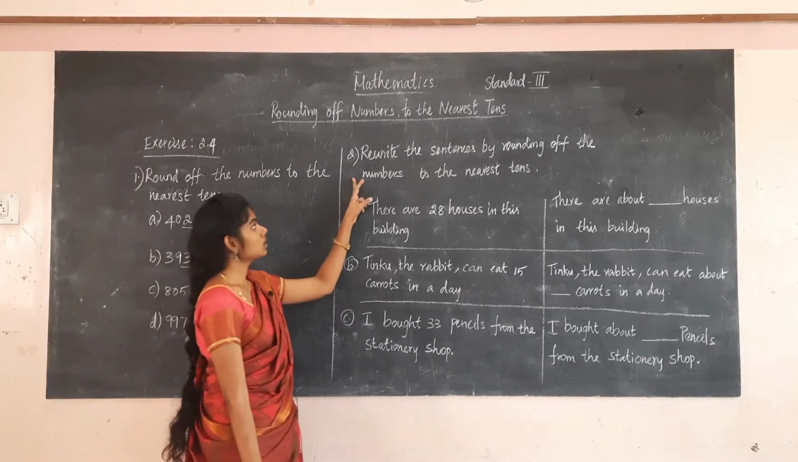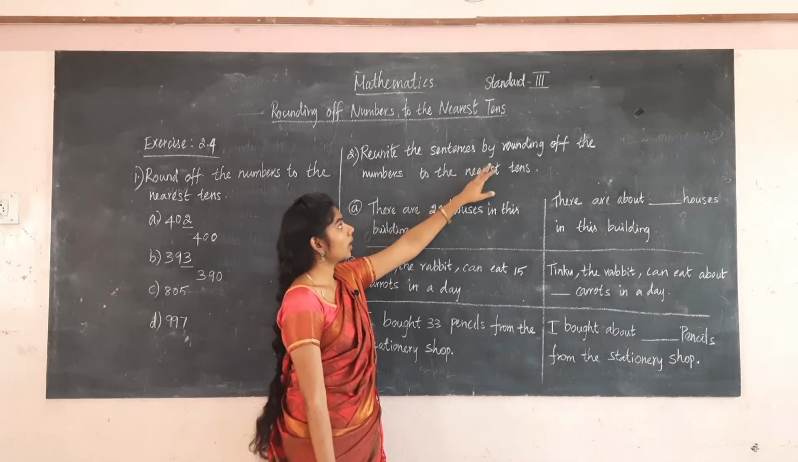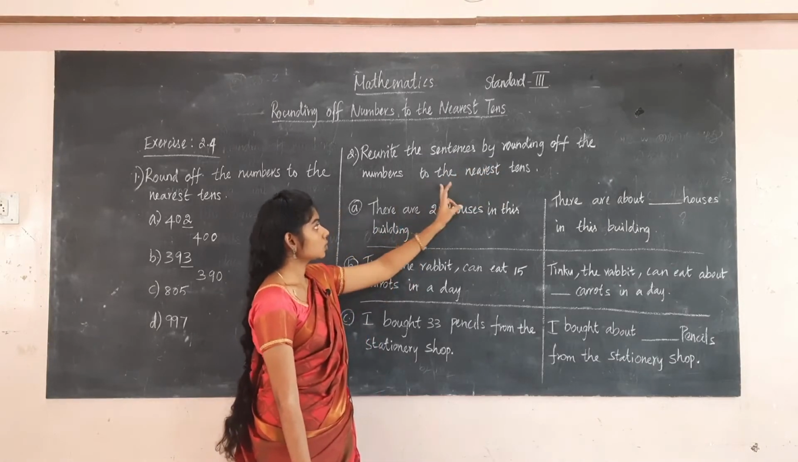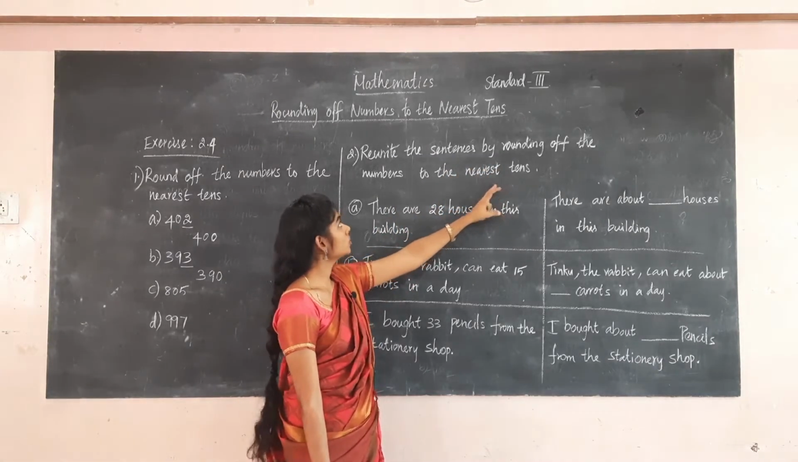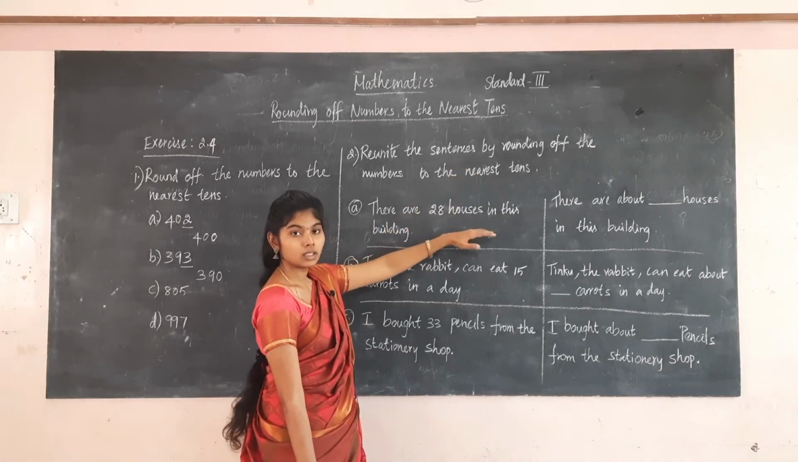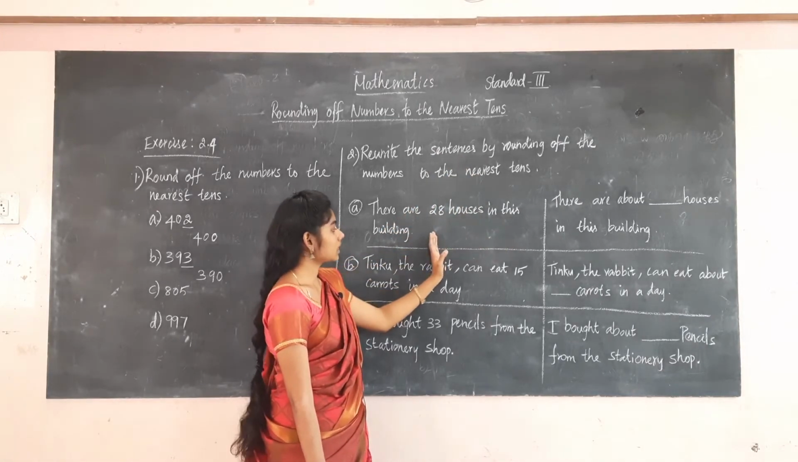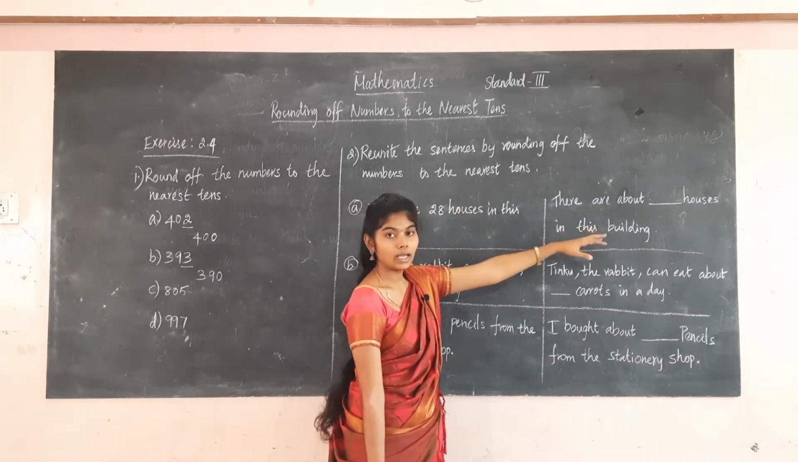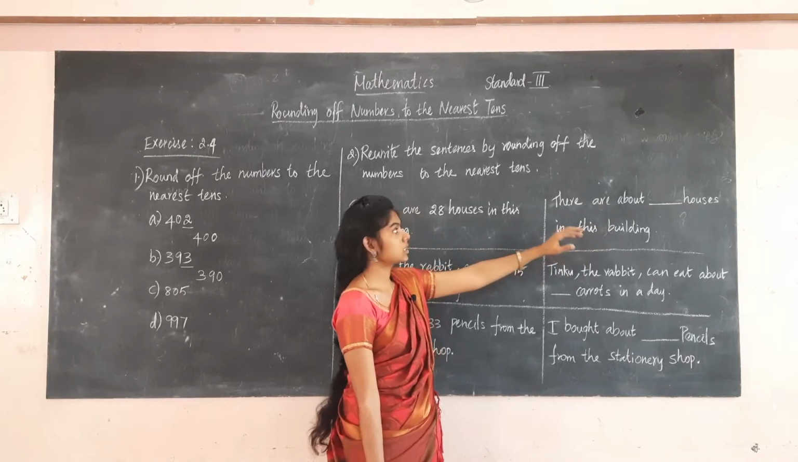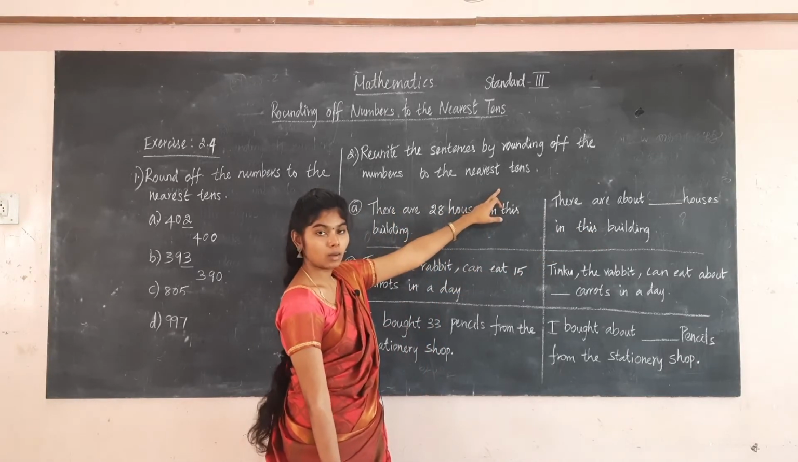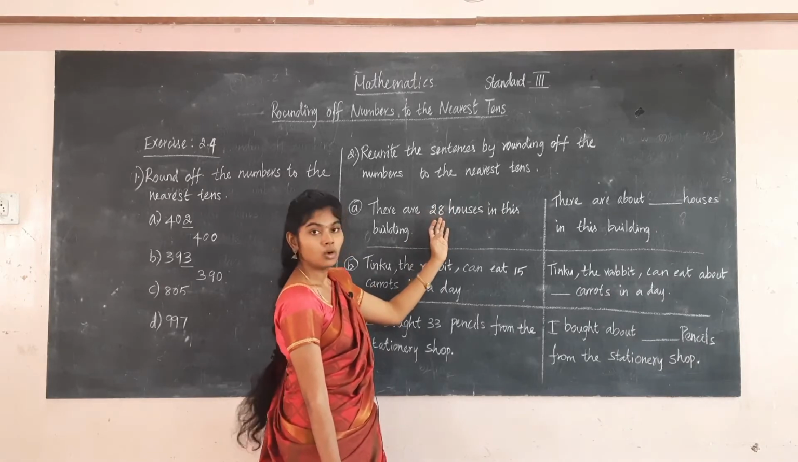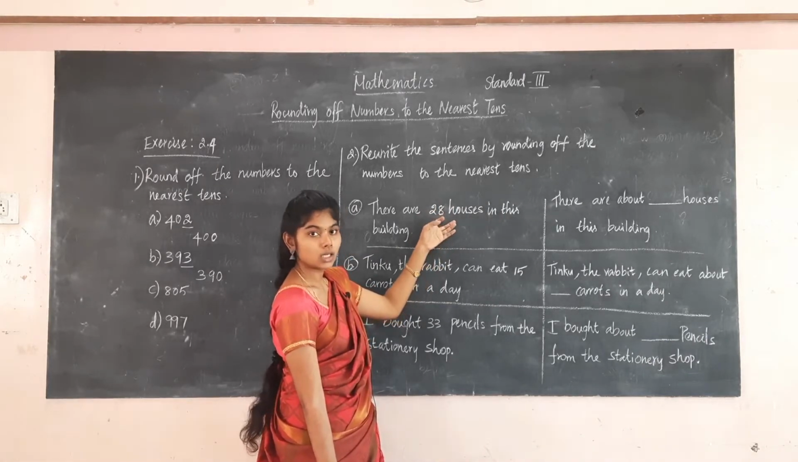Then the next one is rewrite the sentence by rounding off the numbers to the nearest 10. What you are going to do? Rewrite the sentence. Here one sentence is given. There is a blank given. So we are going to rewrite the answer to the nearest 10. The number will be given and you are going to round off the number to the nearest 10.